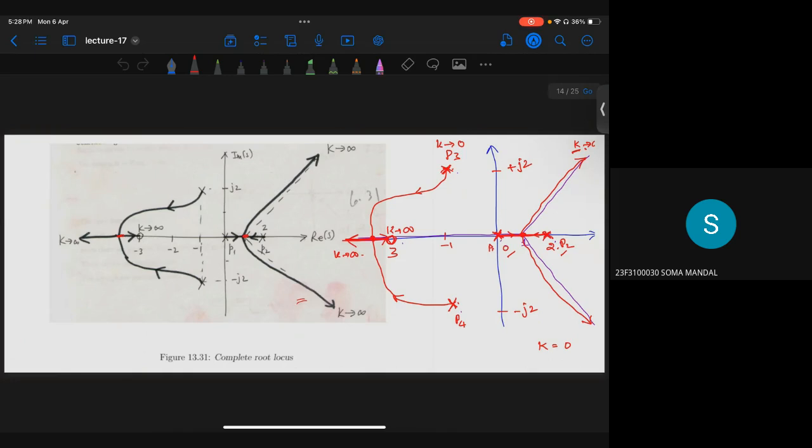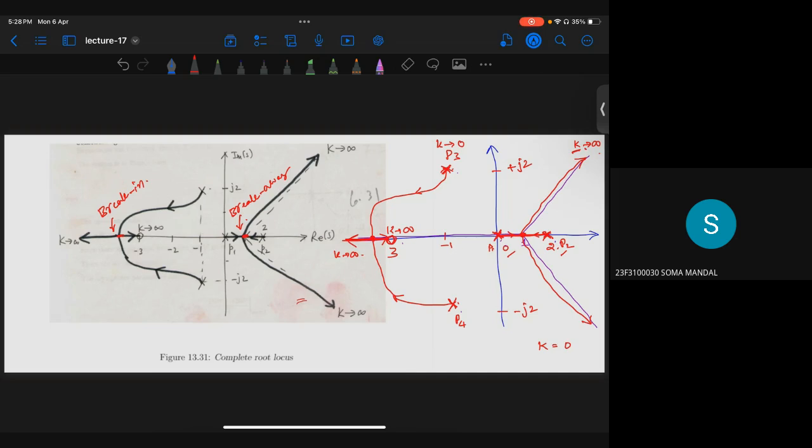The only thing is that here you have these two things. Here we said that these two are coming here, hitting, and breaking away. So this is nothing but breakaway. Here these two are coming inside, becoming a break-in. So how to calculate these two things? You will go through the examples and you will learn that. This is basically the overall procedure for drawing the root locus.